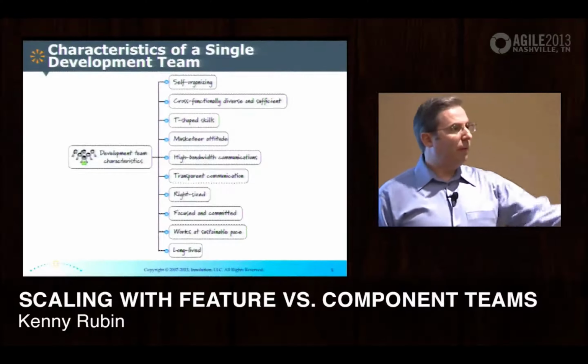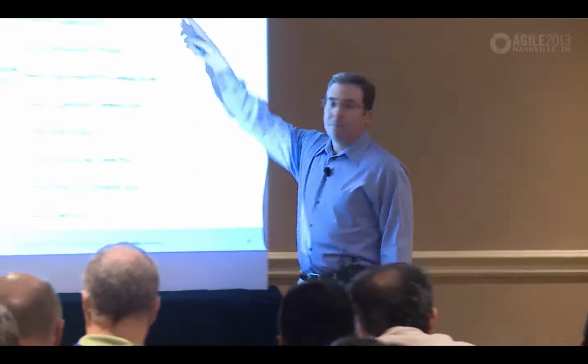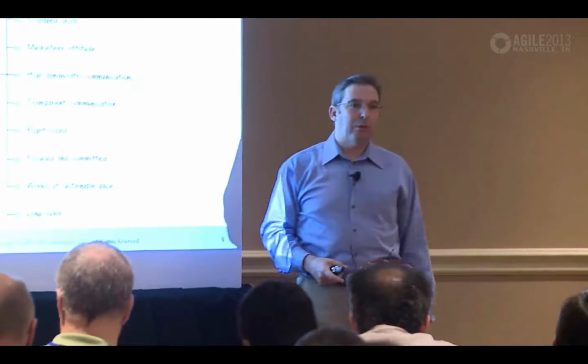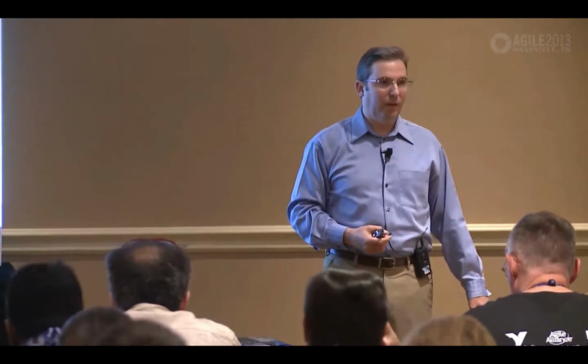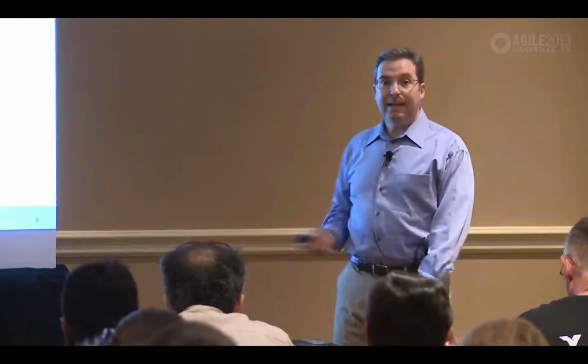So we give them a clear elevating goal, and they organize around the work to figure out the best way to solve the problem. Who's on the team? Well, you have to have the skills that are both cross-functionally diverse and sufficient. In other words, all the skills necessary to get the job done. If you're lacking an important skill, then you haven't adequately staffed your team.